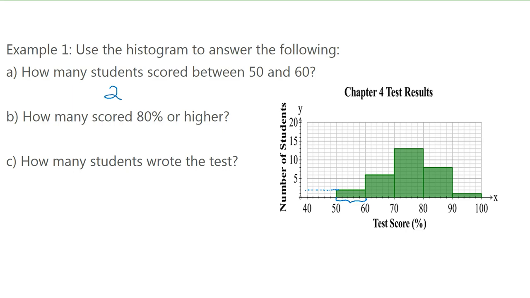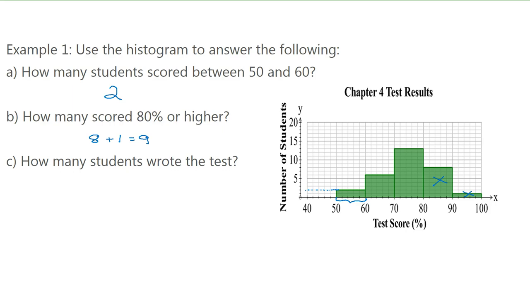Now, how many scored 80% or higher? So that's all the students here and here. Between 80 and 90, there were 8. And between 90 and 100, there was 1. So 9 students scored 80% or higher.